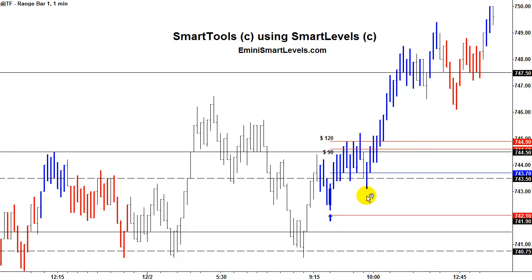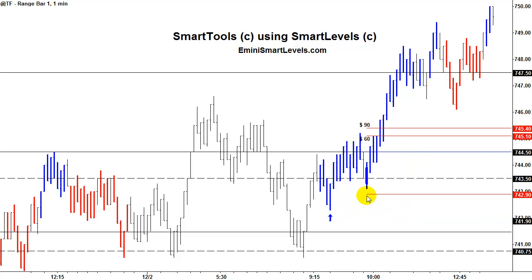The setup right here is going into the news. It's just a few minutes before the news release. I don't like to enter trades at that time because market action can get quite unpredictable at times, and it's not worth the risk in my opinion. However, you can see it was a great trade. The entry was right on the smart level.